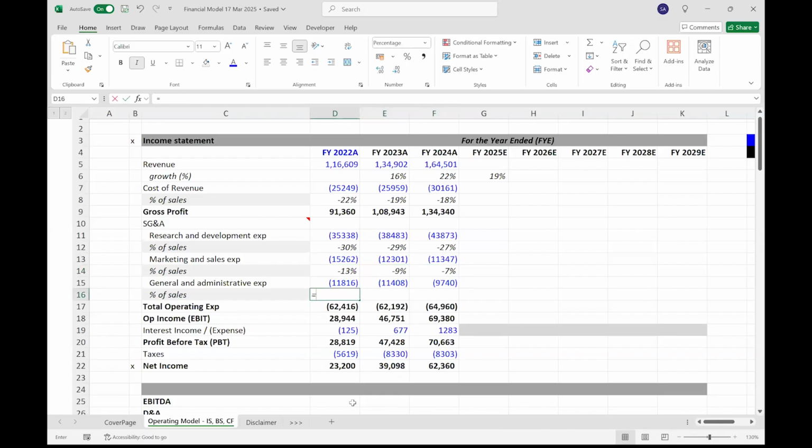Next is general and administrative, which is 11,000 divided by sales again. So you want to see what are the general expenses that you have in your business, which is a percentage of sales. So that is also decreasing: 22, 19, and 18. So please complete and see if you have all the numbers which are in line with what I have.